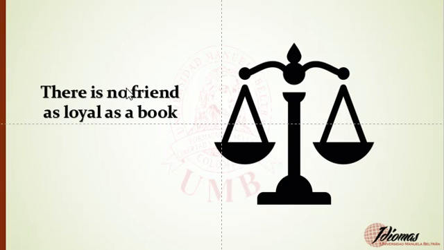For example, in this case, they compare a friend and a book. There is no friend as loyal as a book means that a book is a really good friend, and a friend and a book are similar. They are as loyal; a friend is as loyal as a book, as a similarity. Do not get worried if you don't understand my explanation now. I'm going to give you more examples in detail.